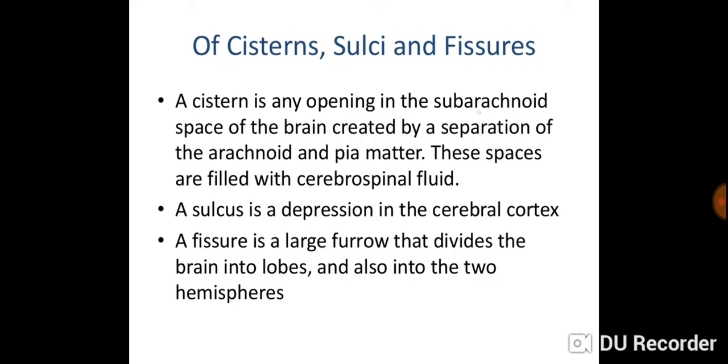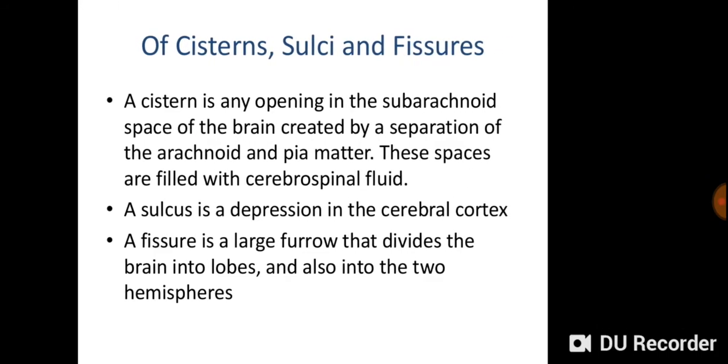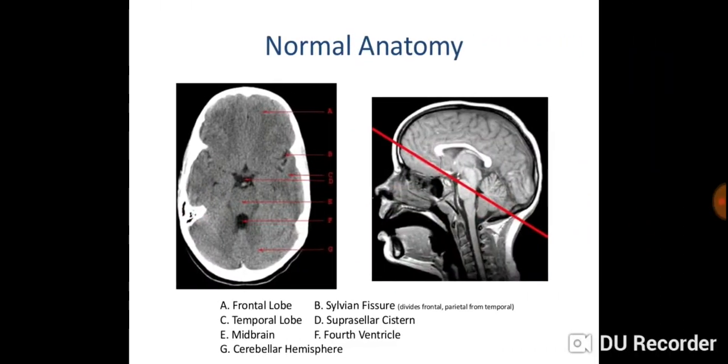Now, a cistern is an opening in the subarachnoid space. The arachnoid and the pia are separated, and these spaces contain cerebrospinal fluid. I'm not talking about the ventricles, but the cisterns. Let's continue. This is the frontal lobe.